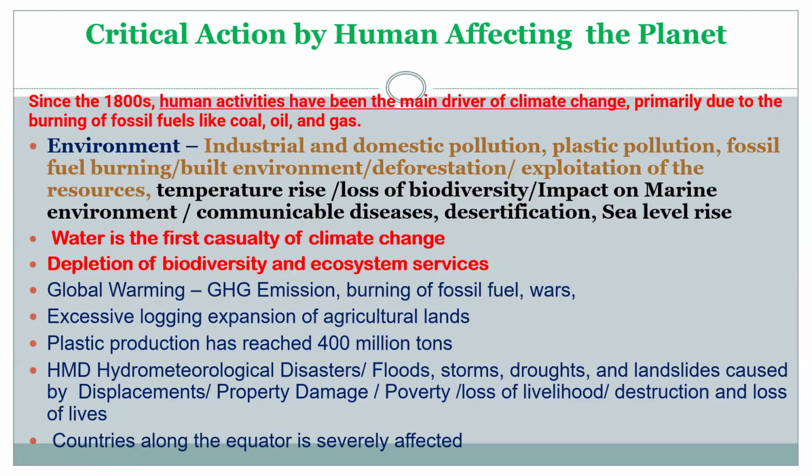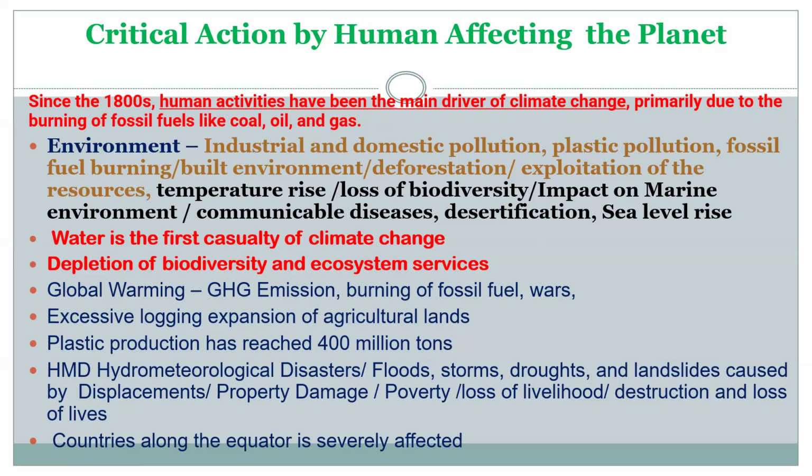Built environment means that we convert land to built environment. If you construct a highway, we acquire the forest land and construct a highway. Deforestation, exploitation of the resources, temperature rise, loss of biodiversity, impact on marine environment, communicable diseases, desertification, sea level rise. All these are factors affecting the planet due to human activities.